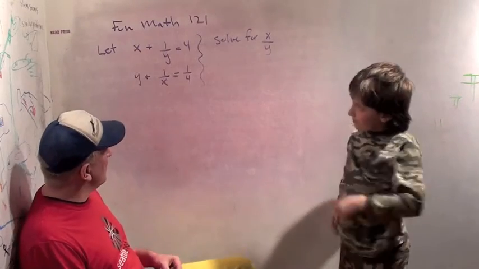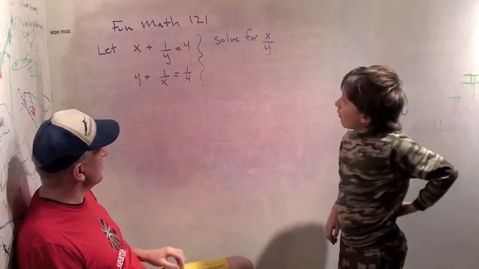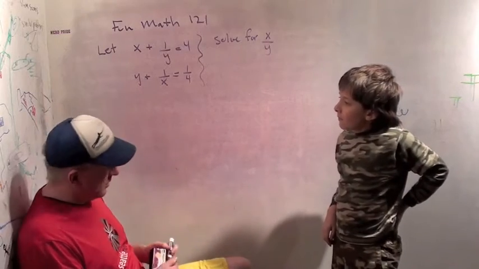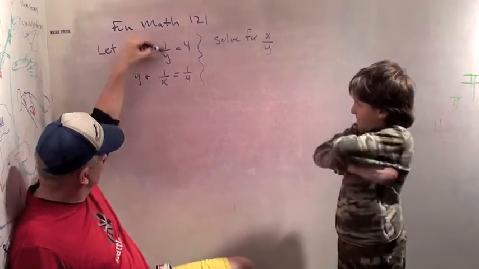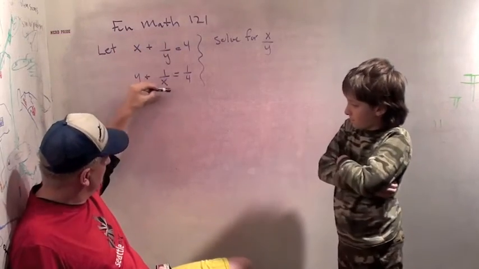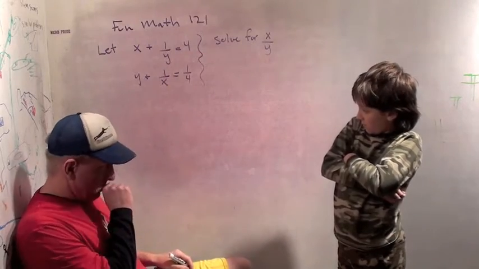This is a really cool problem we found in the challenge problem section of Art of Problem Solving's Algebra book. And I want to just go through it very quickly because it's a really cool problem. It says, given that x plus 1 over y equals 4 and y plus 1 over x equals 1/4, solve for x over y. Alright?